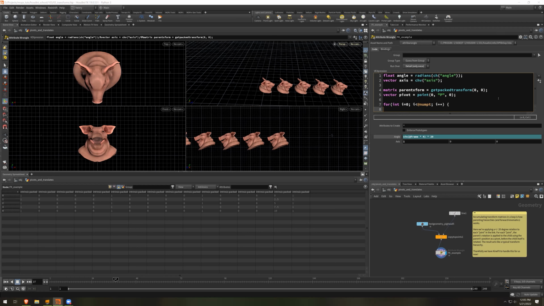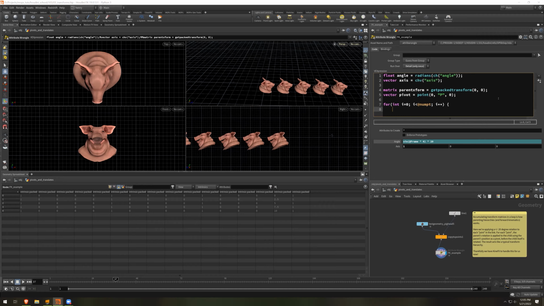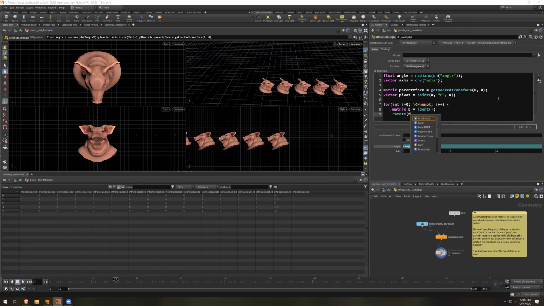Now we're going to build this transform. This is the transform that we're going to be applying locally to each one of these pig heads. So matrix B is equal to the identity matrix. And let's rotate it. We're going to rotate B by angle around axis. And again, that's going to be the sine wave function that we've generated down here.